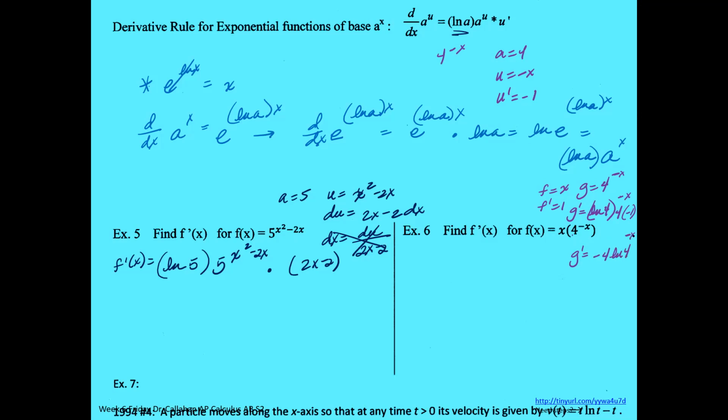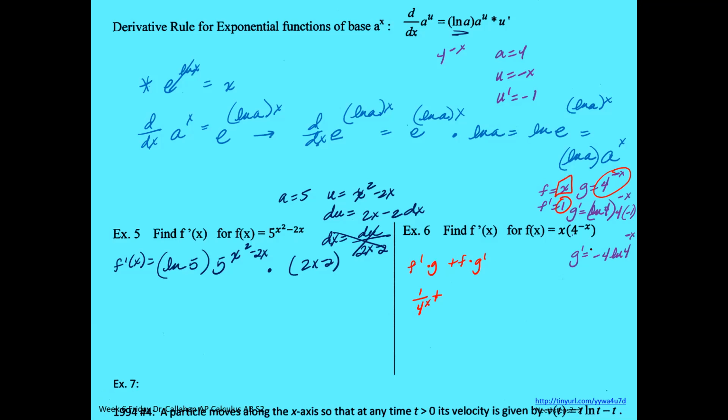Now if I go ahead and clear this up a little bit, I will have a negative 4 ln 4 to the negative x. Okay, so now that I have components of this, I'm going to do f prime times g plus f times g prime. So f prime times g is just 1 times 4 to the negative x, which is going to give me 4 to the negative x, or I could just put 1 over 4 to the positive x, plus f times g prime.